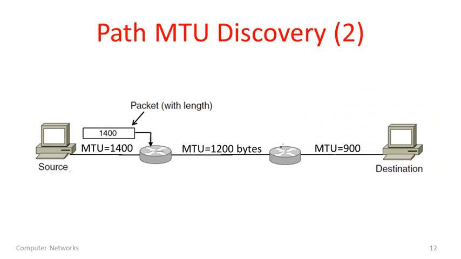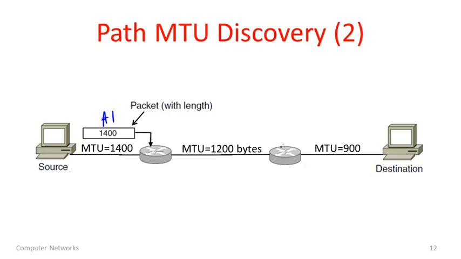Here's an example. So let's just imagine we have a source on the left sending to a destination on the right. They're going through a couple of routers. The MTU of the first link is 1400 bytes. So on try number 1, the host might send 1400 bytes. It knows this is the MTU because it's attached to this link. So it just hopes this will fit through the network all the way to the destination.